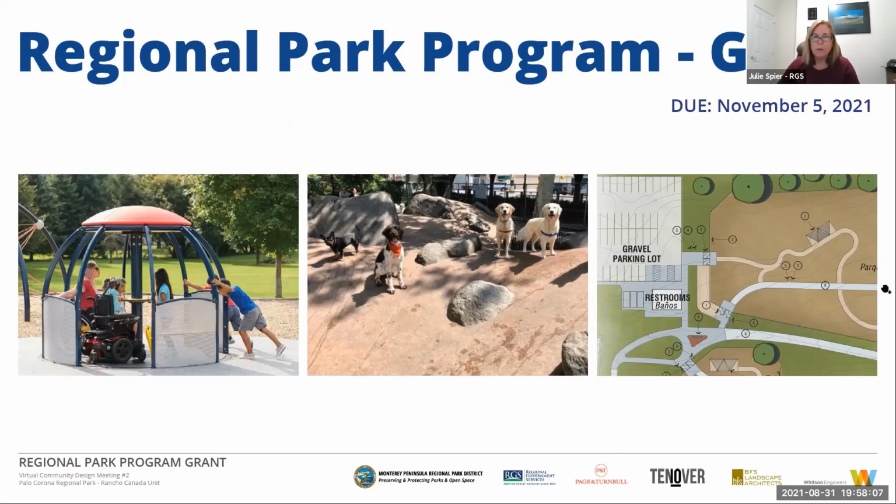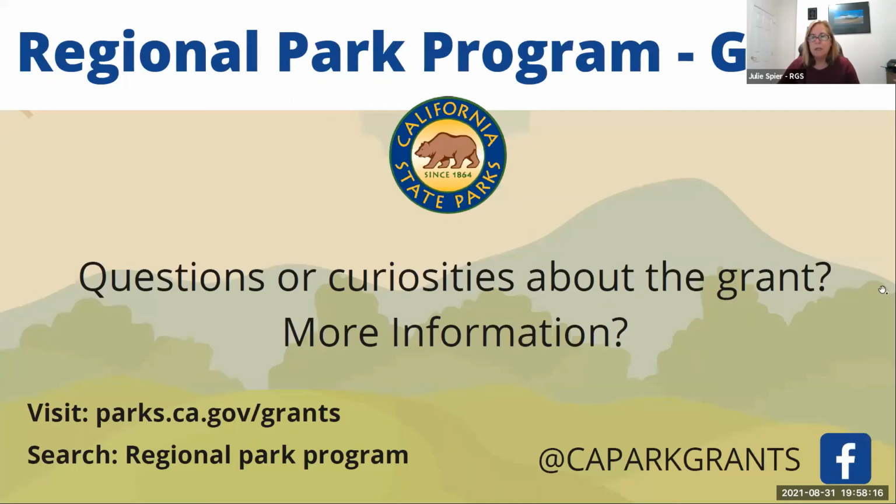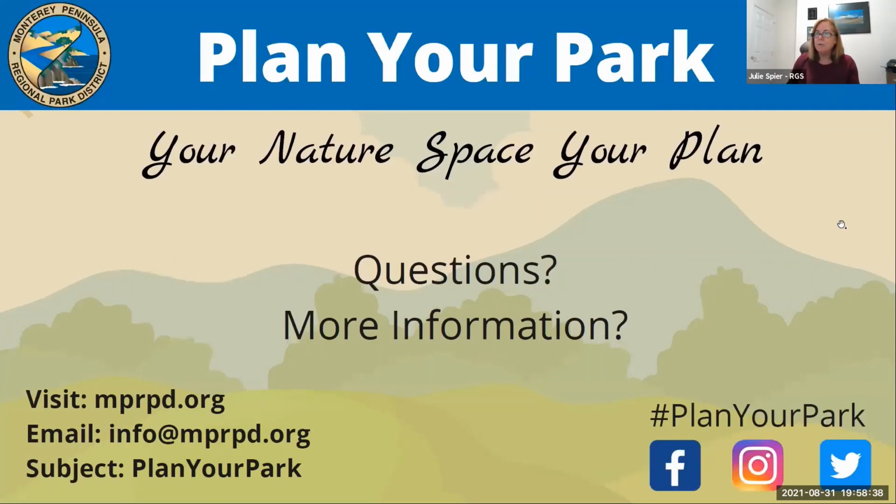This regional park program grant is for a maximum of 3 million if we're successful. And this combined project will be 3 million. So keep informed by visiting parks.ca.gov/grants. This is your state funded grant program. And also you can always ask us at info where we are with the progress of that grant. And at this time, I would like to turn it over to Savannah.